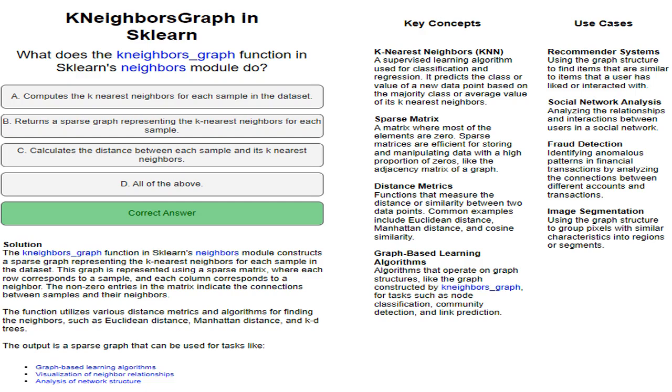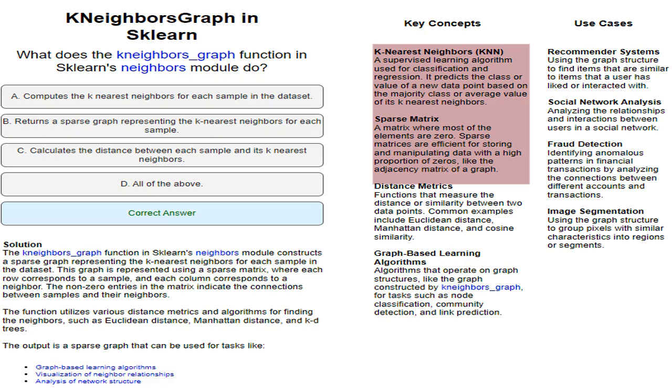Partially correct. The function implicitly calculates distances during the neighbor search, but its main output is the graph structure, not the distances themselves. Incorrect. While parts of the statement are true, the function's primary focus is on constructing the graph, not just computing distances or neighbors. B. Returns a sparse graph representing the k nearest neighbors for each sample.